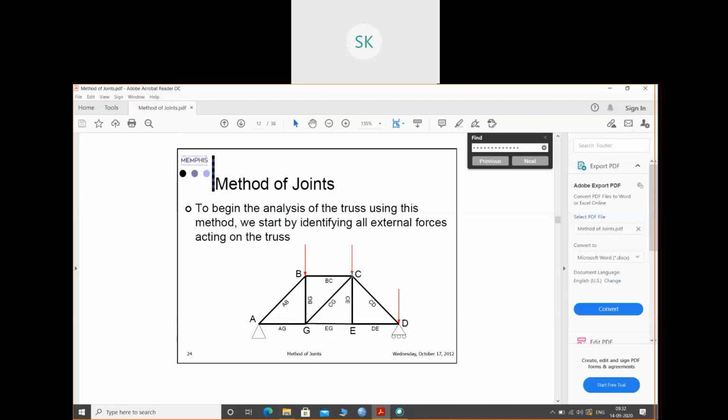If we see this truss, the visible forces are this and this at B, C, and D. But there will be three more forces. At the roller support there will be one force, and at the pin support there will be two forces. So total three, four, five, six. Total six external forces are acting on this truss. Clear this part?